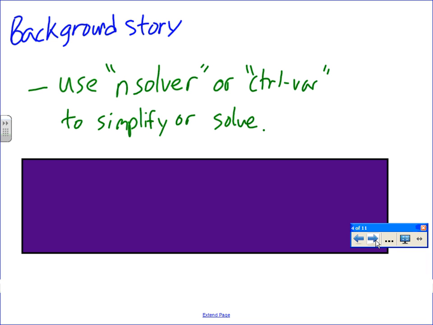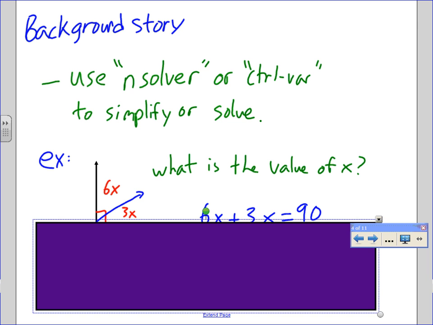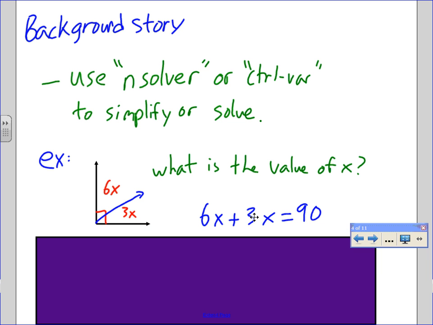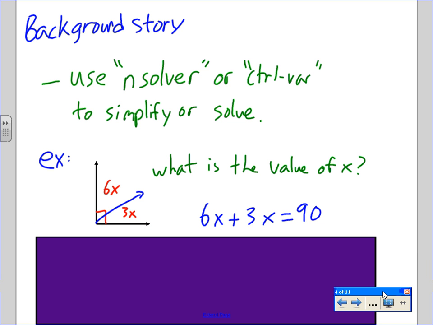Now, being a geometry teacher, I am guilty of what's called using the n-solver or Control Var to simplify or solve. Let me give you an example of what I sometimes do with my students. I'm given a simple geometry problem here, with some simple algebra in it. What is the value of x given this picture? Well, I'll tell them that this angle plus this angle adds up to 90. So I tell them 6x plus 3x equals 90, because this plus this equals 90. Very good. Makes that 90-degree angle, right?